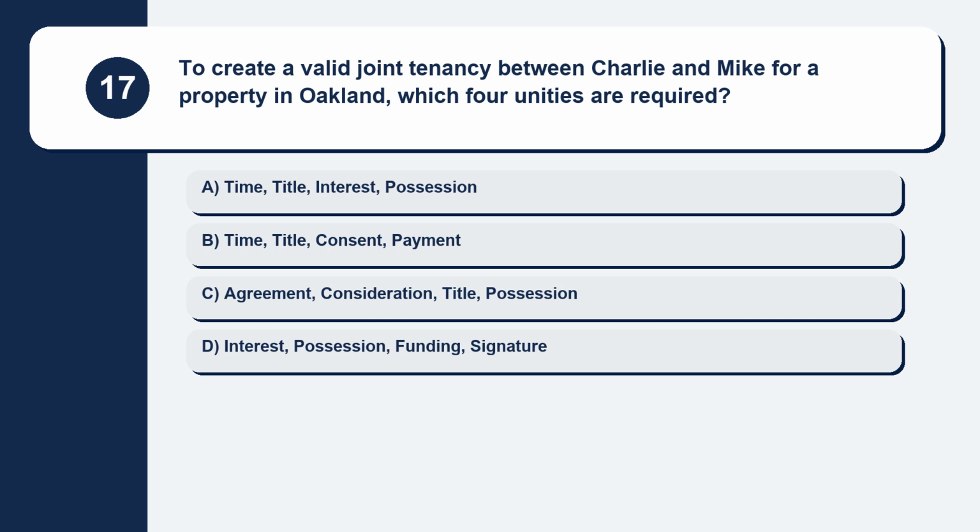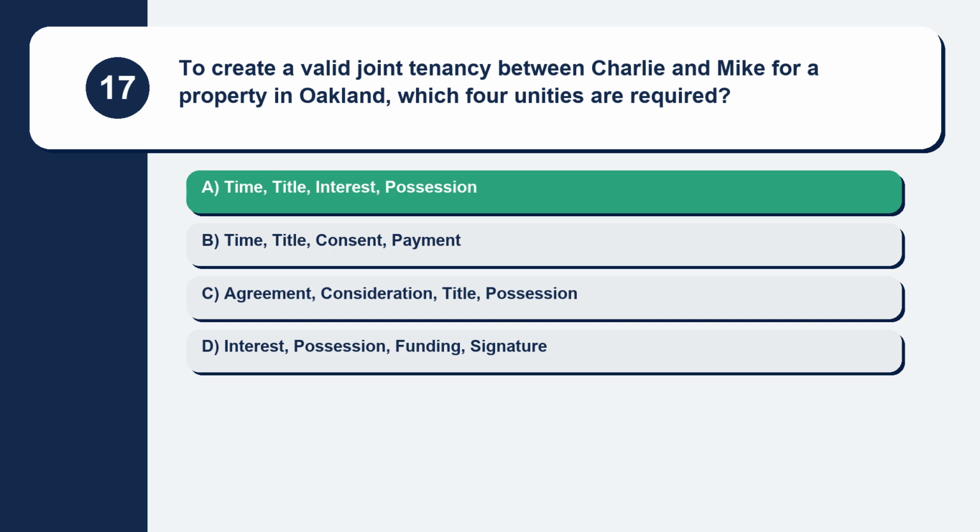Question 17. To create a valid joint tenancy between Charlie and Mike for a property in Oakland, which 4 unities are required? Here are your options. Option A, time, title, interest, possession. Option B, time, title, consent, payment. Option C, agreement, consideration, title, possession. Option D, interest, possession, funding, signature. The correct answer is option A, time, title, interest, possession.